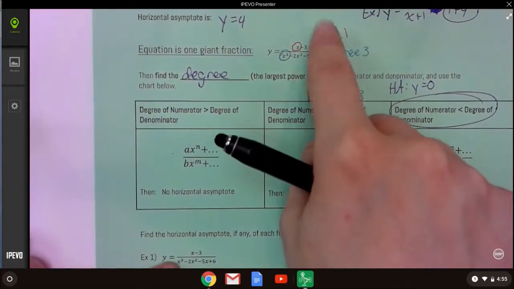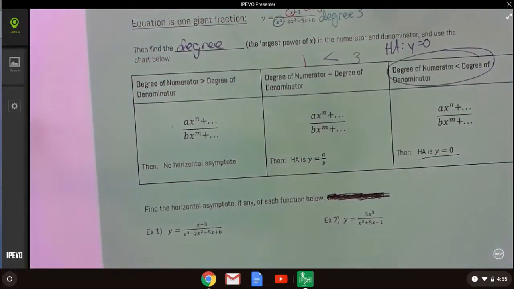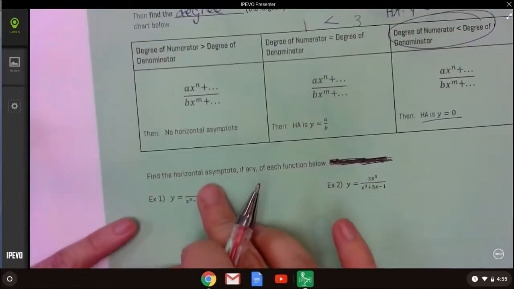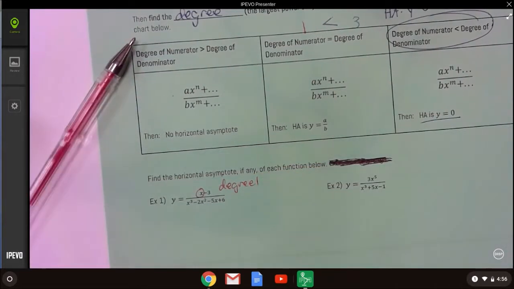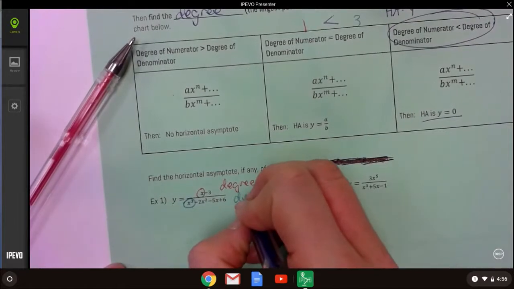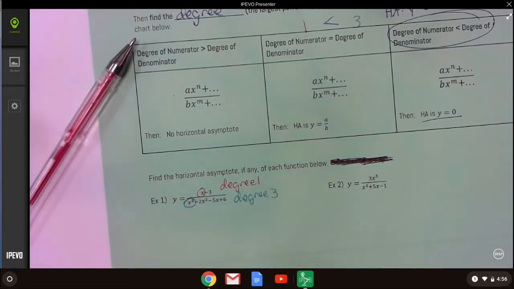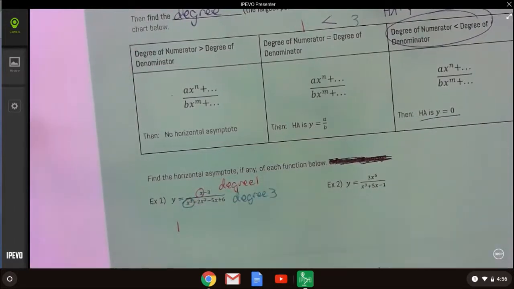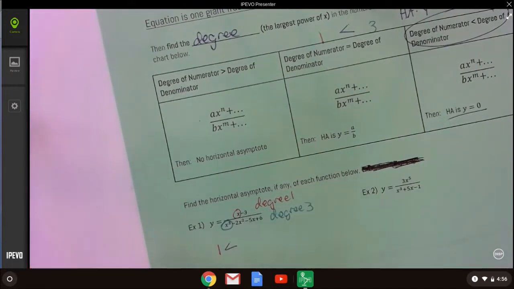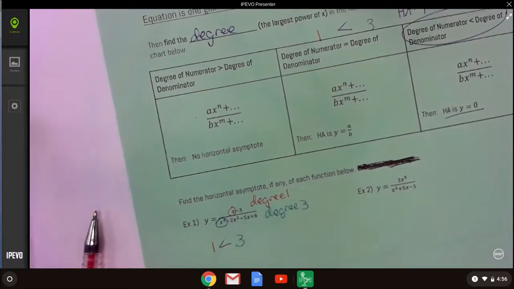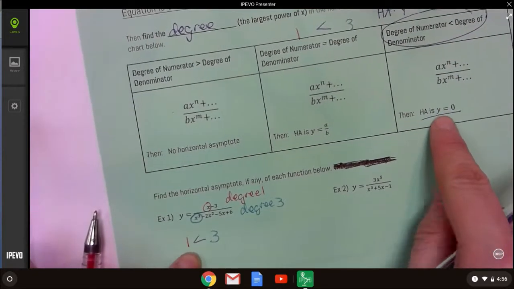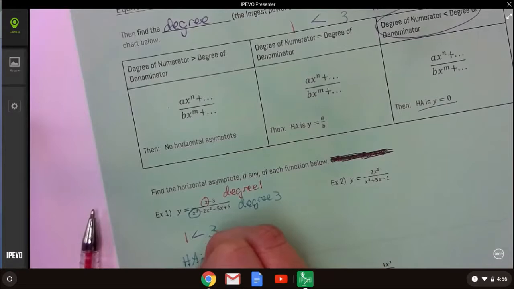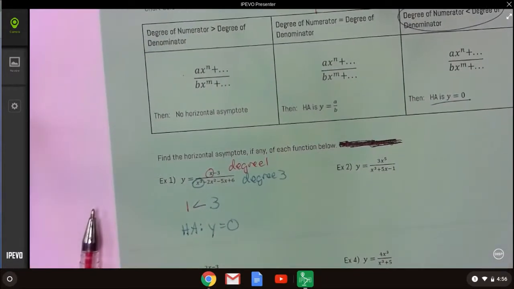So first start out, compare the degree of the top and the degree of the bottom. This is actually just like this example. This is degree 1. This is degree 3. And 1 is less than 3, which means, oh, 1 is less than 3. My horizontal asymptote is at 0. So horizontal asymptote is at y equals 0. That's it. Let's try the next one.